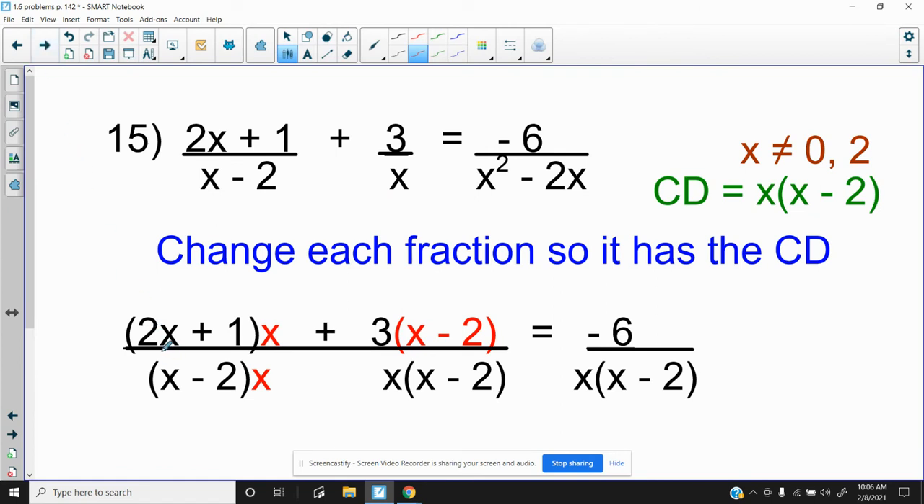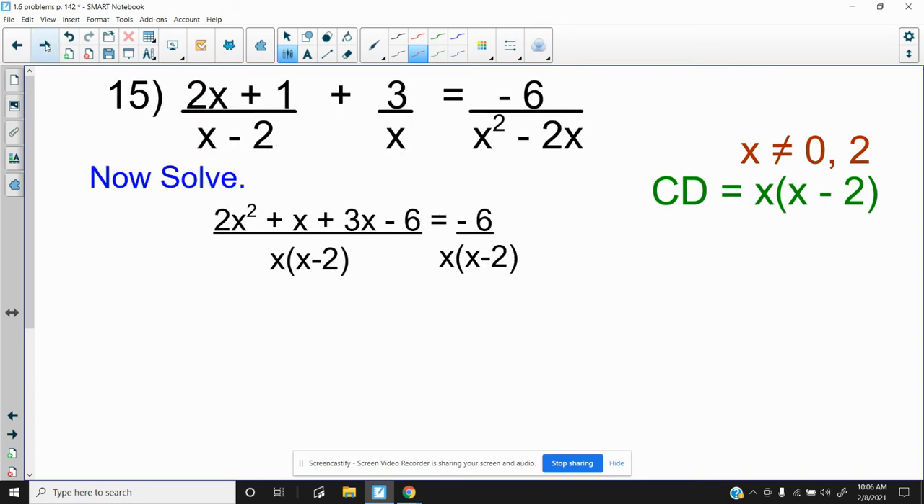So when we add fractions, as long as our denominators are the same, we get one big fraction. So I've already done that. So we're going to multiply, and we're going to end up getting 2x squared plus x plus 3x minus 6 all over our common denominator of x times x minus 2, and that's going to equal -6 over x times x minus 2. Now, I don't like working with fractions if I don't have to.